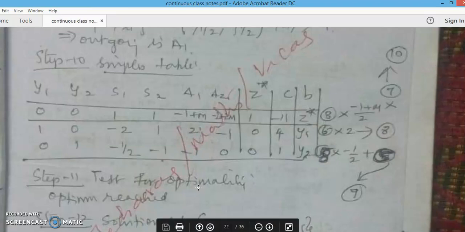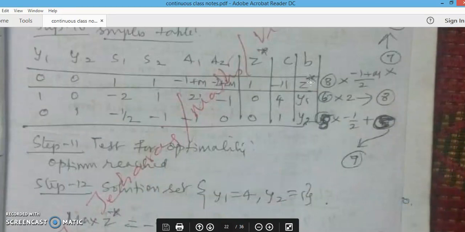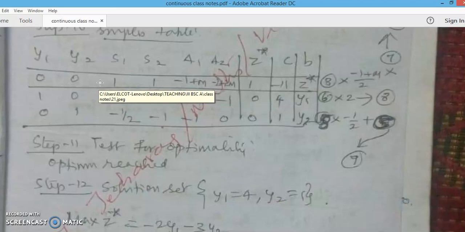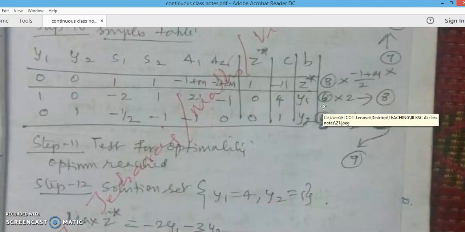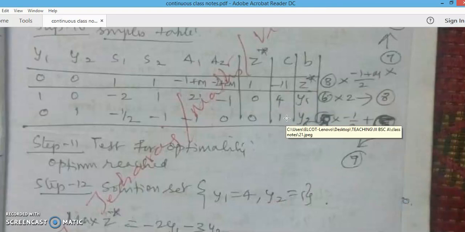Okay, now test for optimality. Here the Z star is a maximization problem. Here these are positive numbers, therefore the optimum is reached. And with this as a basic variable, y1 is equal to 4, y2 is equal to 1. The variables which are not given here, you have to take as non-basic variables. Here non-basic variables are S1, S2. So S1, S2 is equal to 0, and y1 is equal to 4, y2 is equal to 1.